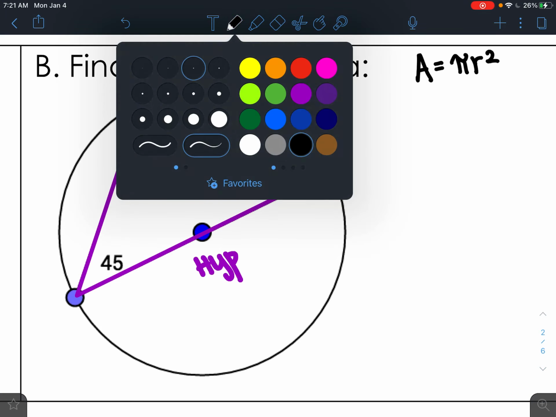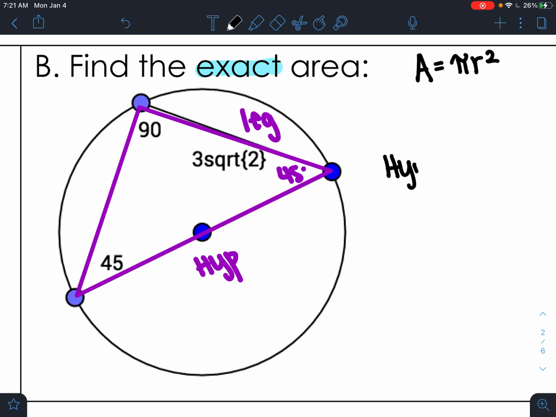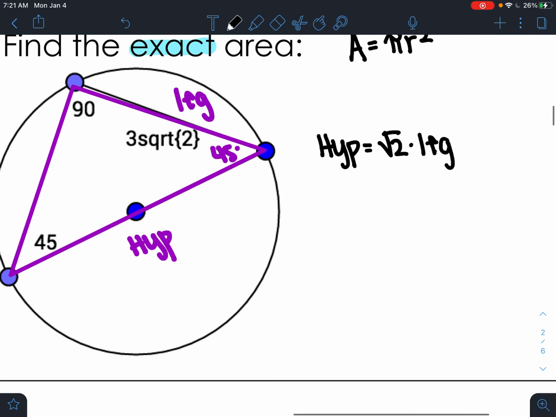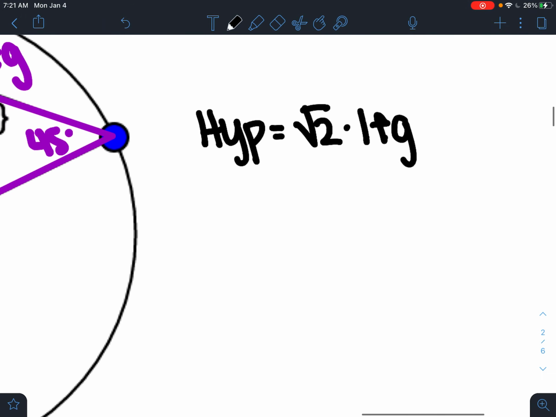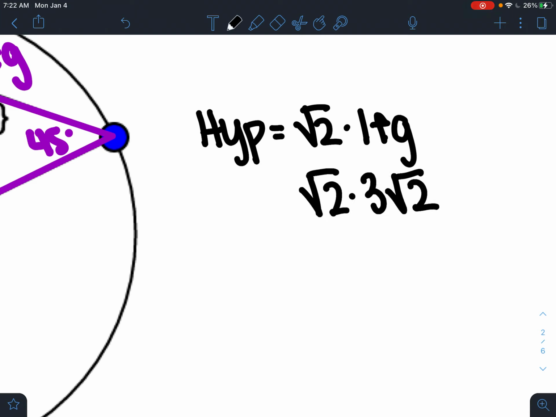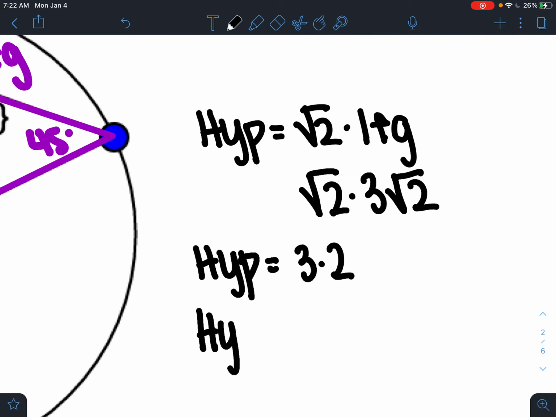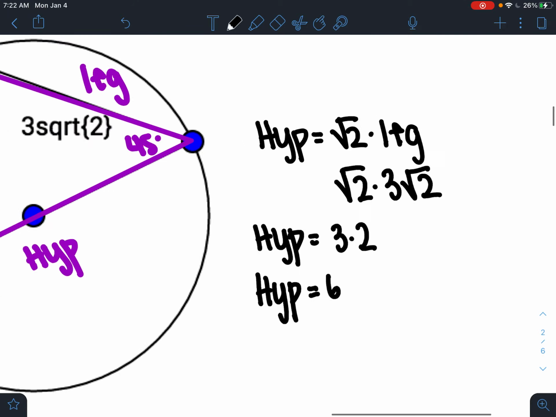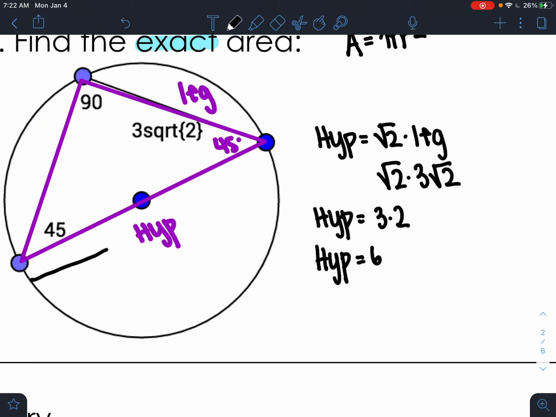Our formula for that is hypotenuse is equal to the square root of 2 times the leg. So I'm going to take this 3 square roots of 2 and plug that in for my leg. So I'm going to have the square root of 2 times 3 times the square root of 2. Simplifying that, my hypotenuse is going to be equal to 3 times 2, which means that my hypotenuse is equal to 6. So this full segment right here is 6. Now, that means that my diameter is 6.